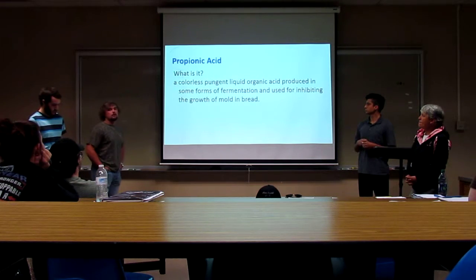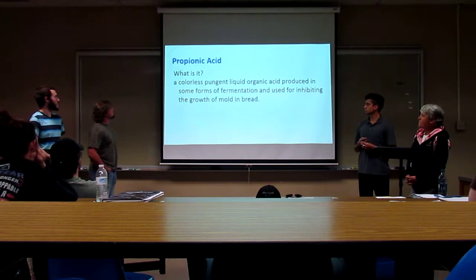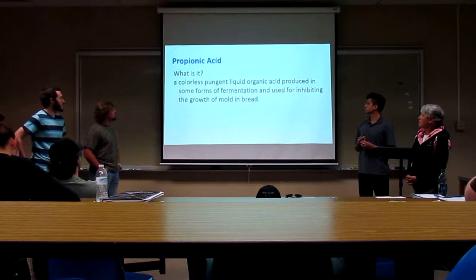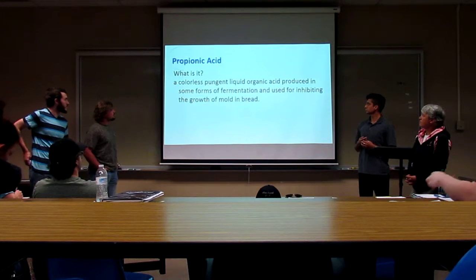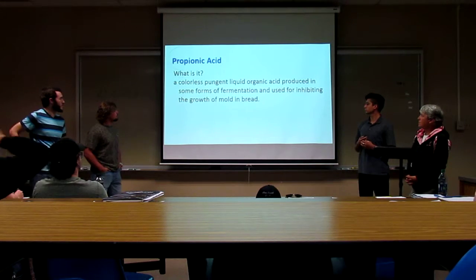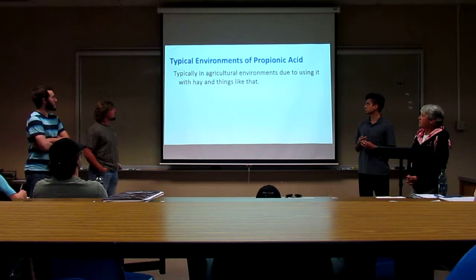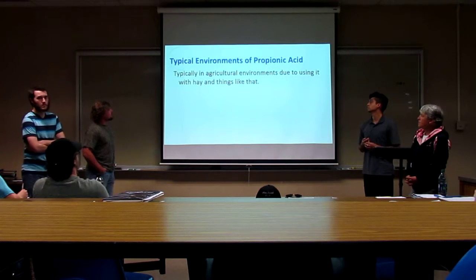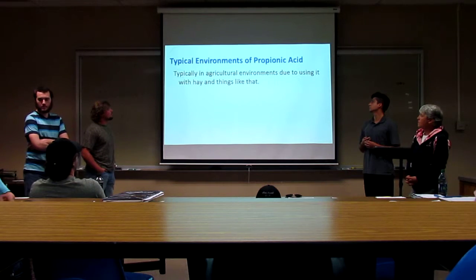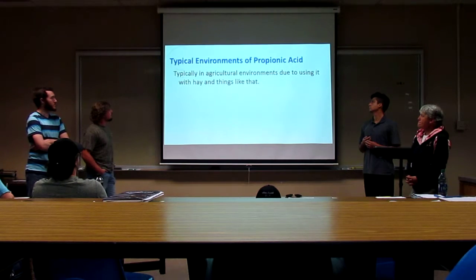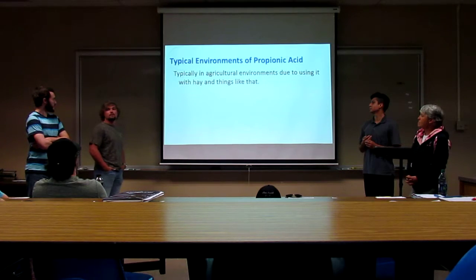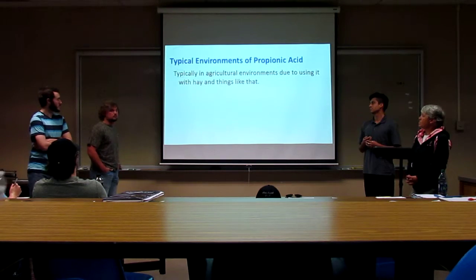Next is propionic acid. What is it? It's a colorless, pungent liquid. It's an organic acid produced in some forms of fermentation and is used for inhibiting the growth of mold in bread. Typical environments of propionic acid are agricultural environments due to using it with hay and things like that. So if you had a pipeline running along a farm or something, this could come into play.